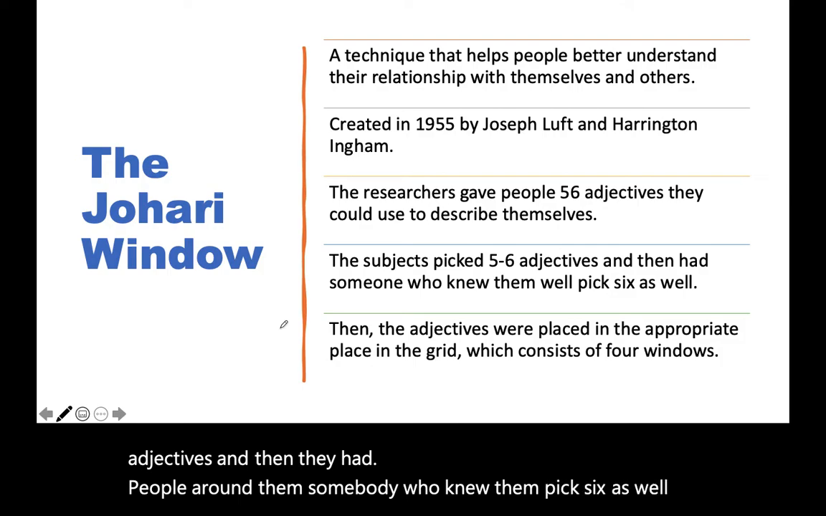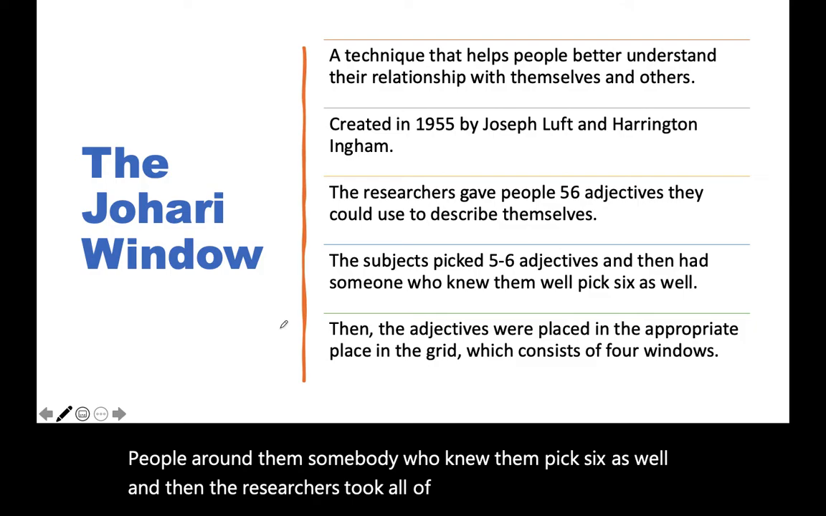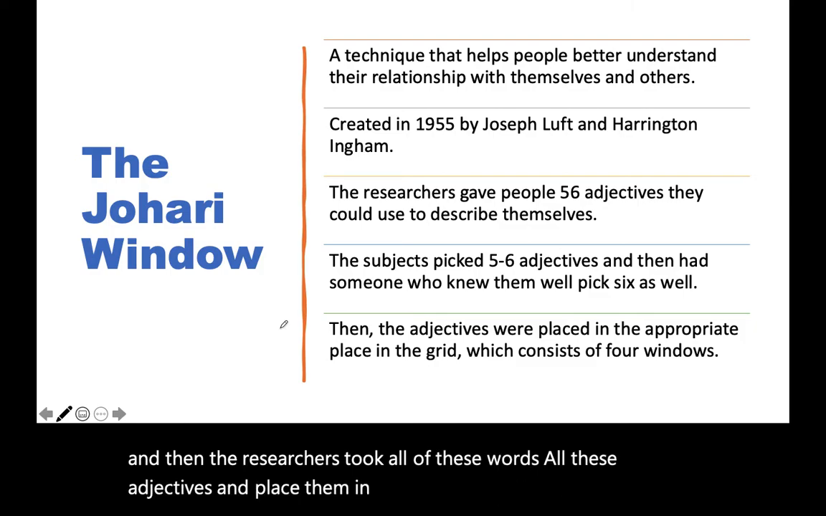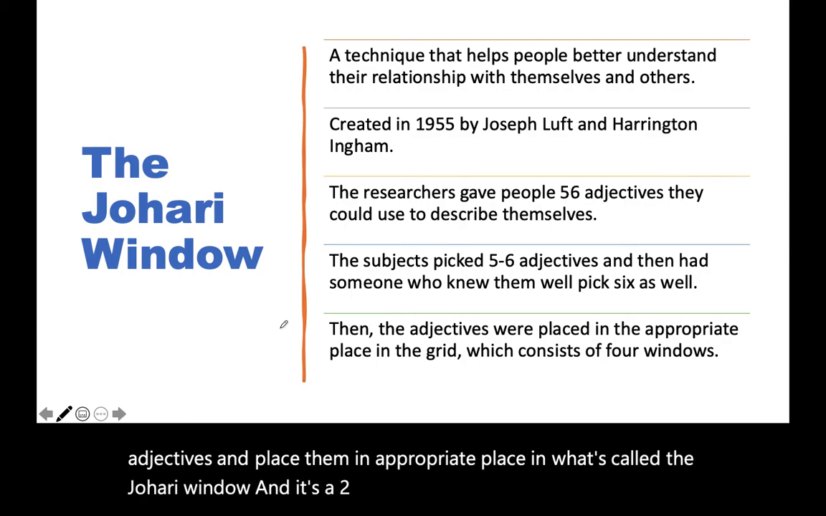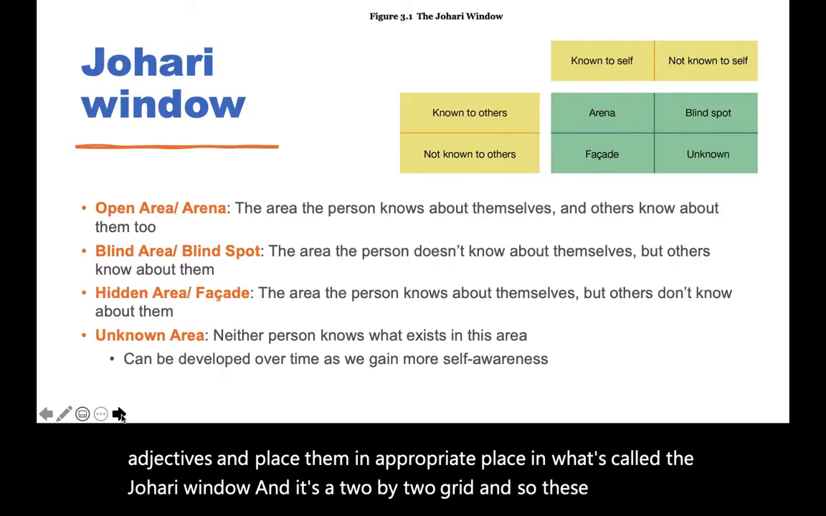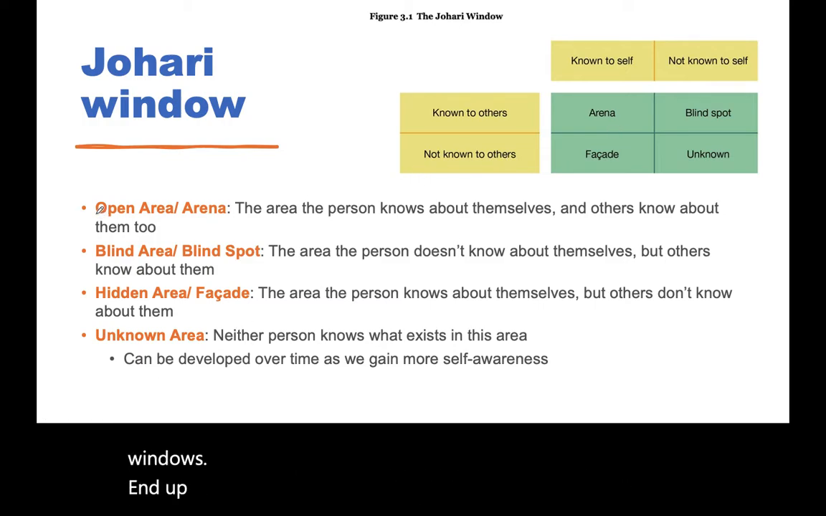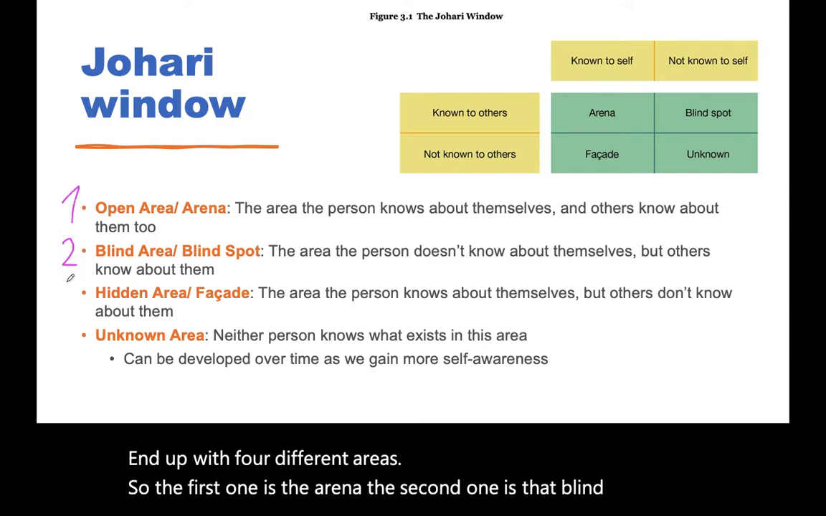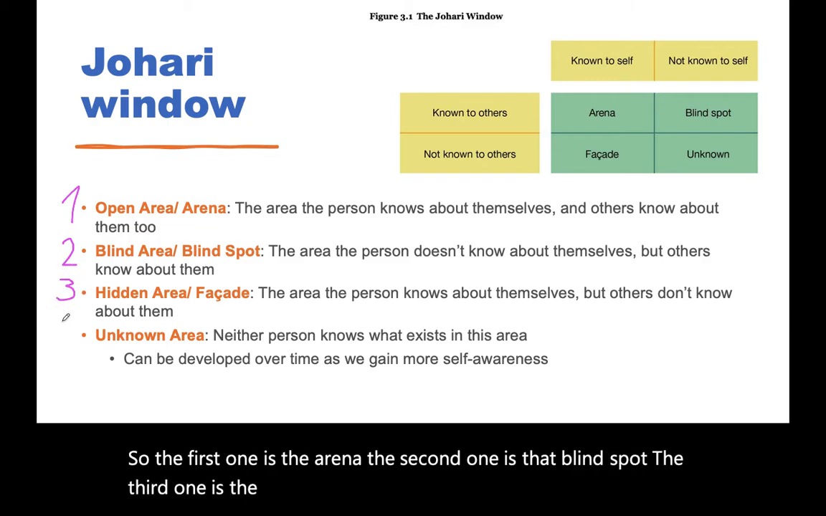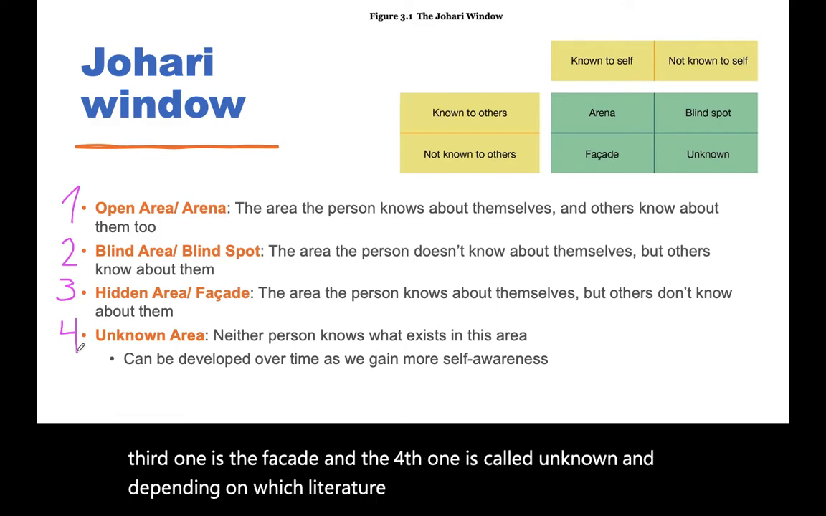And then the researchers took all of these adjectives and placed them in the appropriate place in what's called the Johari window, and it's a 2x2 grid. These 4 windows end up with 4 different areas. The first one is the arena, the second one is the blind spot, the third one is the facade, and the fourth one is called unknown. Depending on which literature you are reading or being exposed to, they might be called different things.